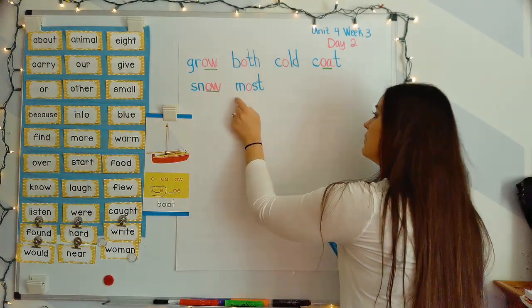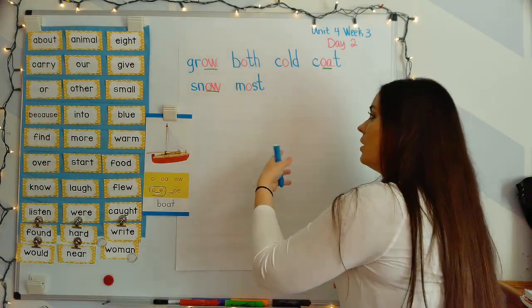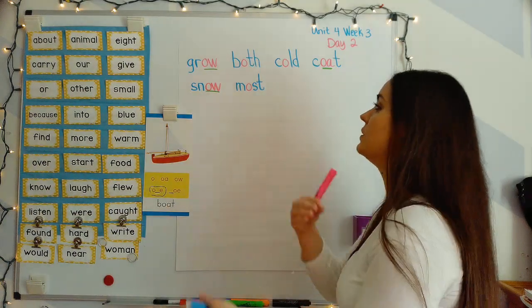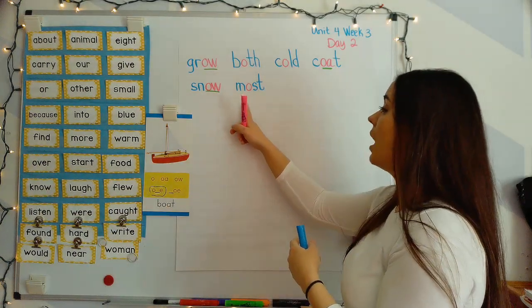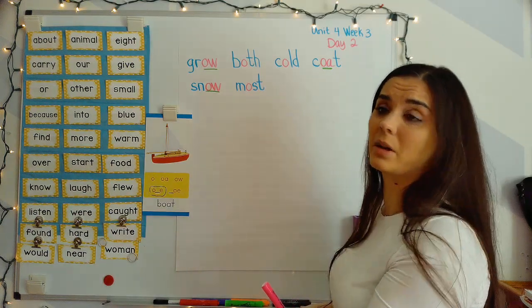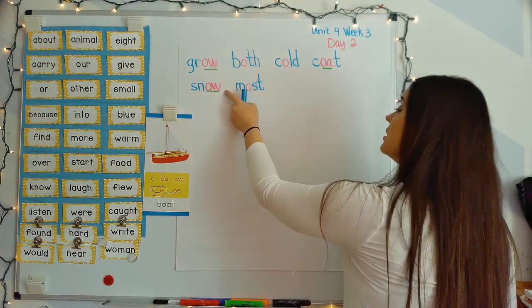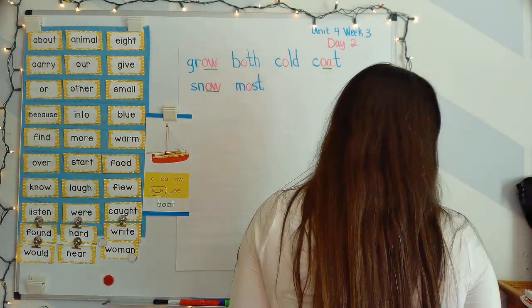O, sta, most. So again, we've talked about how O can also say the short sound, but if you sound it out with the short sound, most, that doesn't quite sound like a word. So I'm going to flip it, turn it into long O. Most, most. That sounds a little better.